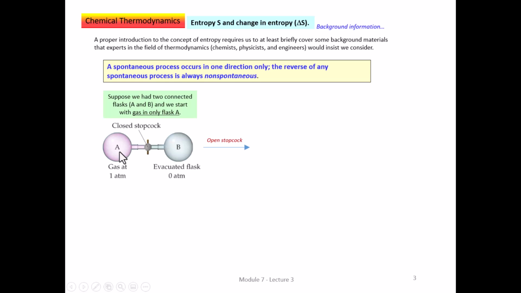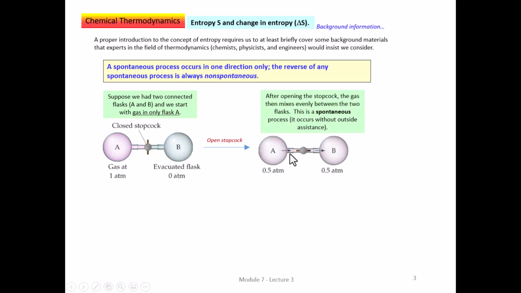Well, I think you know what will happen. Gas will very quickly at first go from flask A to flask B, and if we leave the stopcock open, the gases mix evenly between the two flasks. So you'd have half an atmosphere of pressure in one flask, half in the other. This is a spontaneous process. It occurs without outside assistance, except for the assistance of opening the stopcock.